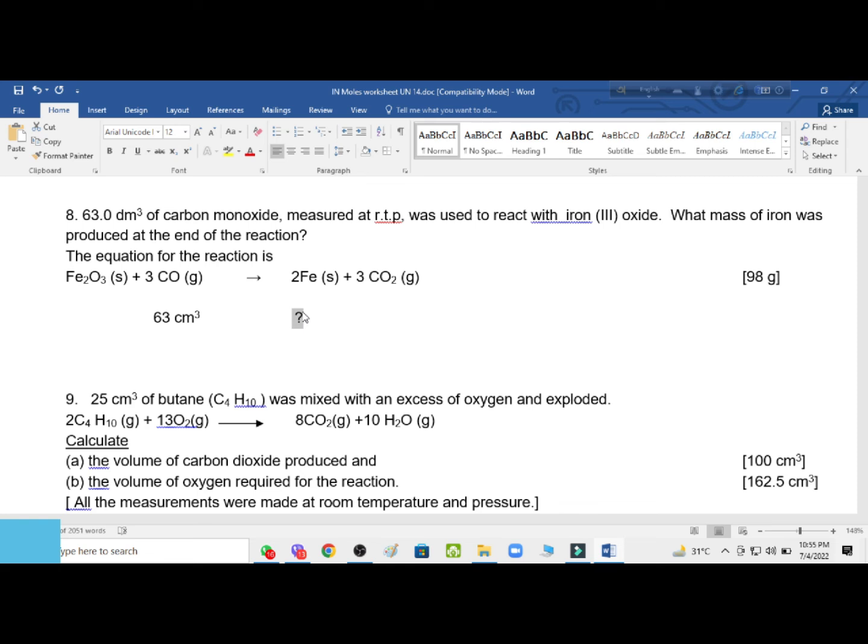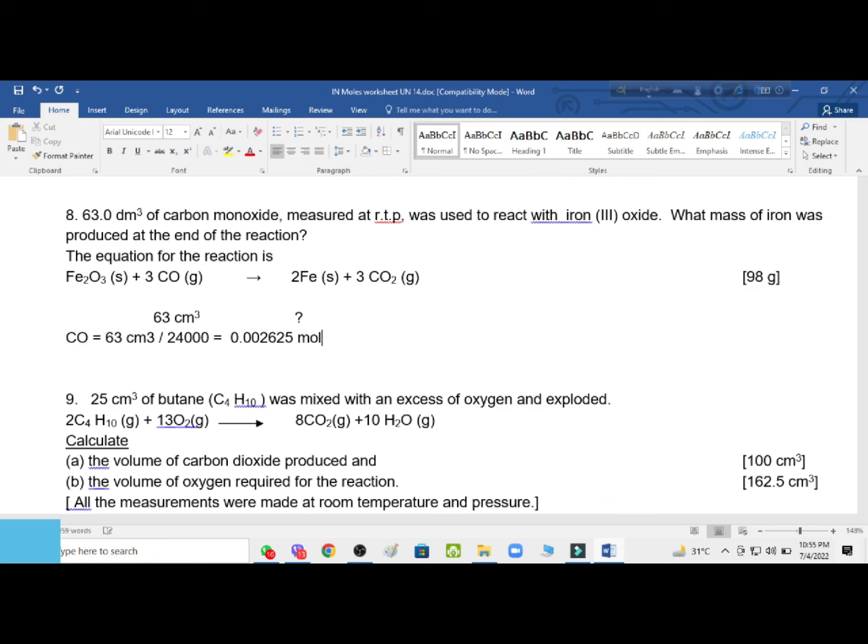63 divide 24,000. This will give you a mole of 0.002625. It's a mole. And iron. The ratio is not very simple. Look at this. 3:2.